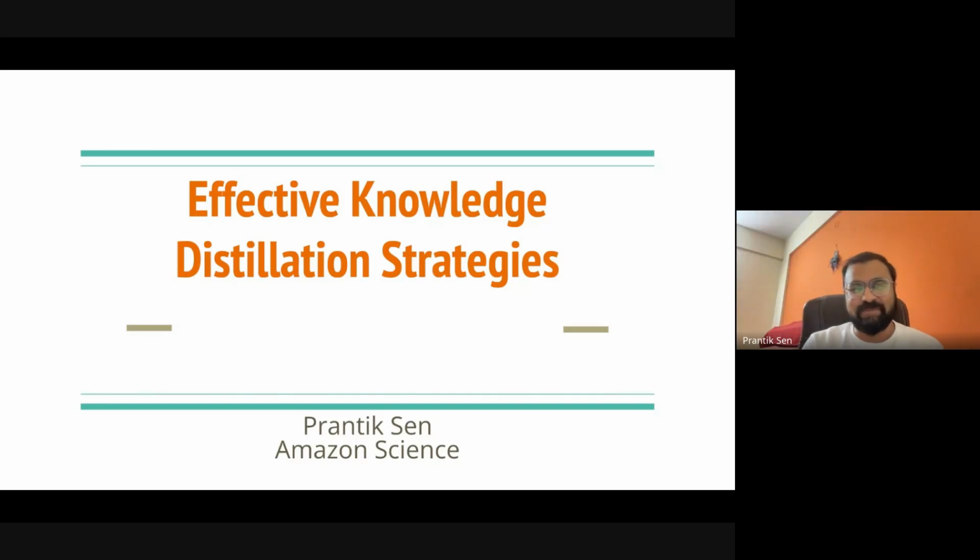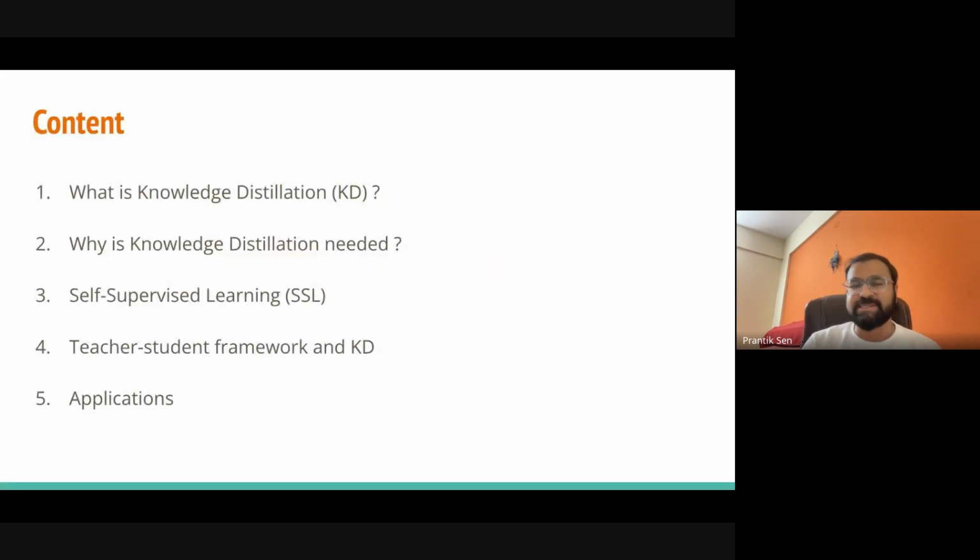Today we will be going through some of the effective knowledge distillation strategies. We will see what is knowledge distillation, why knowledge distillation is needed or why it is used. We will briefly touch upon self-supervised learning. We will see something called the teacher-student framework, and then we will dive into the details of the knowledge distillation framework applied to this teacher-student framework. Basically, how from the teacher the student learns, and then we will see some applications of knowledge distillation.